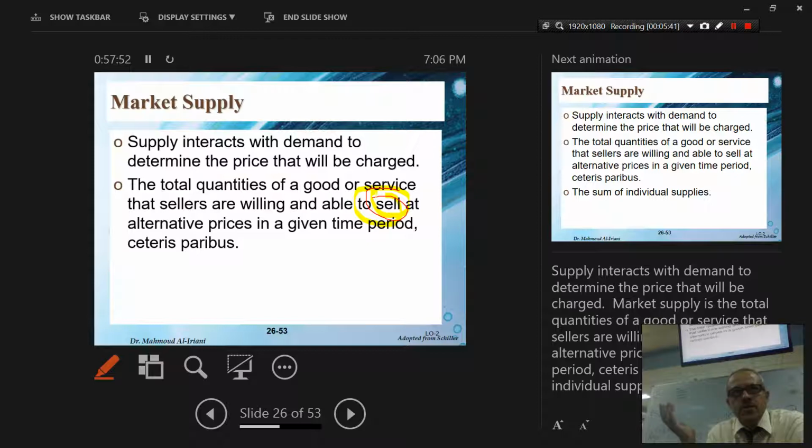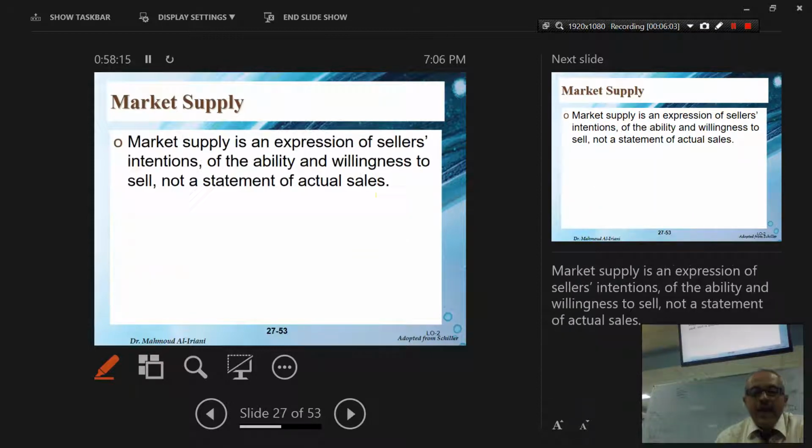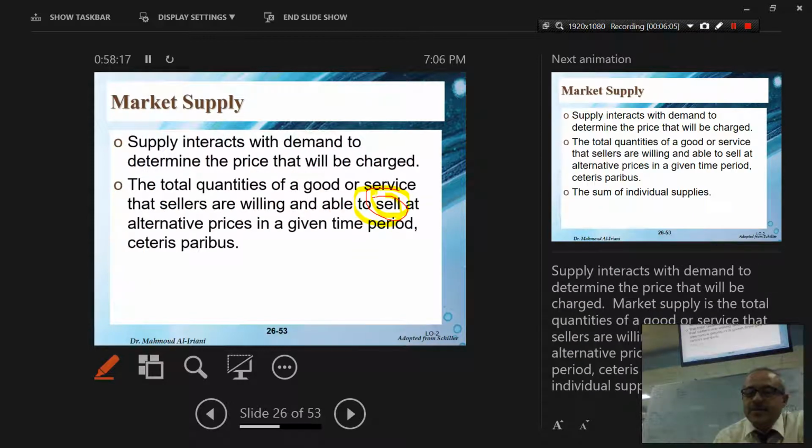Everyone is okay with this? And remember the example for supply we had? The babysitting. If the price of babysitting my baby for 1 hour is $1, how many people are willing to babysit? 1. If it's $5, 5. If it's $10, 10. And so on. And the sum of individual suppliers.